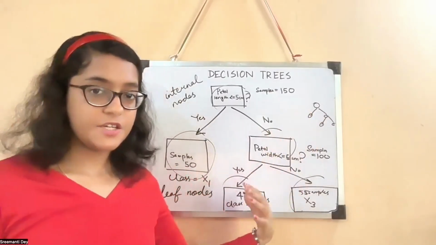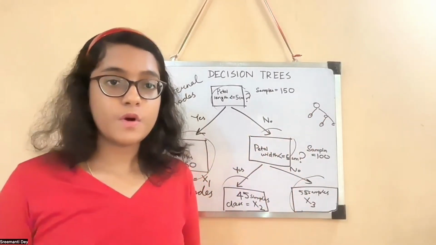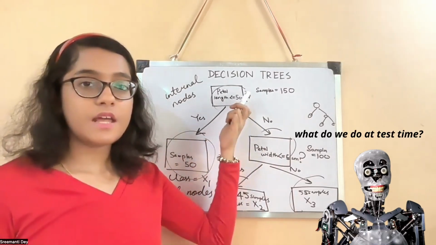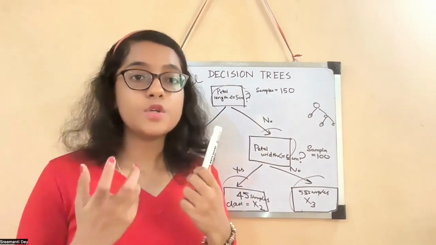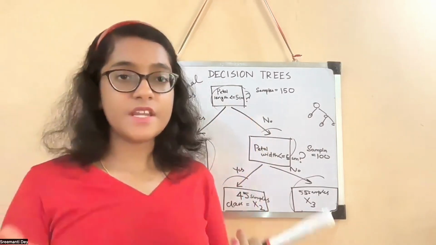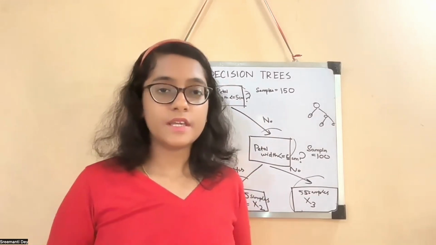Now, this is basically at training time how we make our tree. So now the question is, what do we do at test time? Suppose we have a particular X here, as in we have a particular petal length and a particular petal width. Now, what do we want to do? We want to find out which class it belongs to. It's very simple. I think you can all guess it. It's O(H) only.